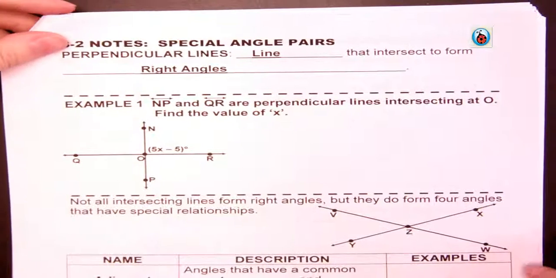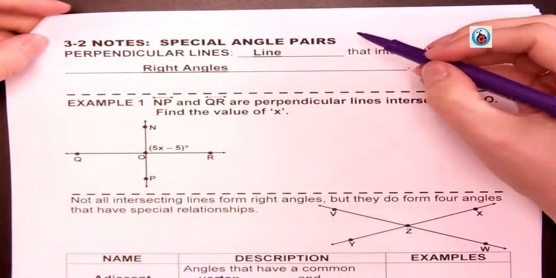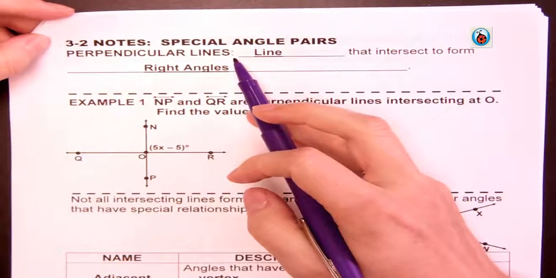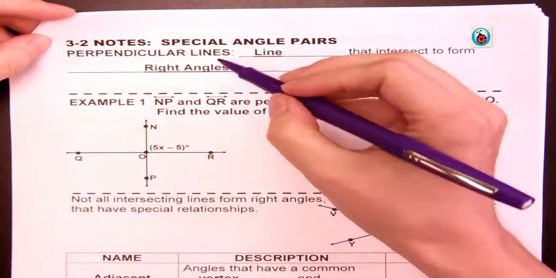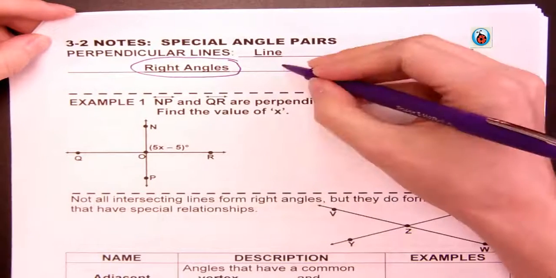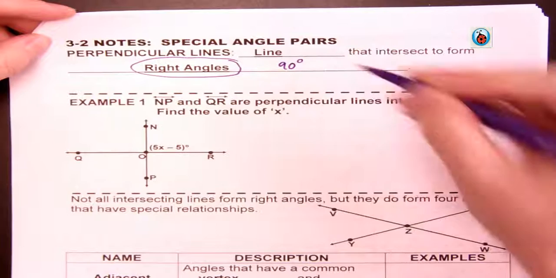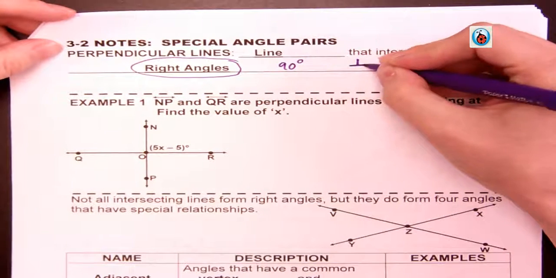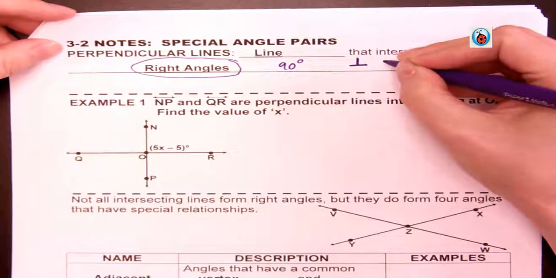Okay, so we're starting here on page 5 of your packet, going over a few more angle pairs. So first we start with perpendicular lines. Perpendicular lines just means that they have right angles. So remember, right angles measure 90 degrees. The perpendicular symbol is this. It looks like an upside down T, and that means perpendicular.